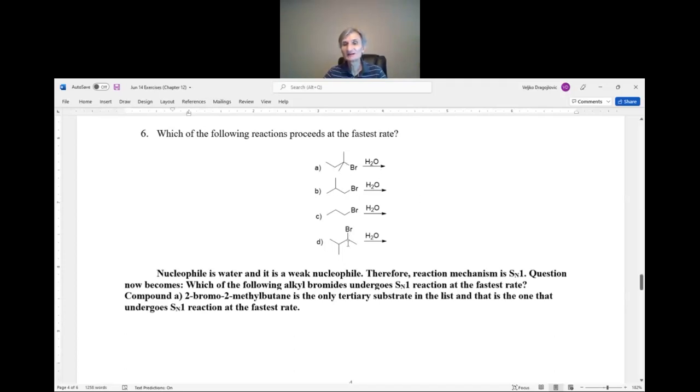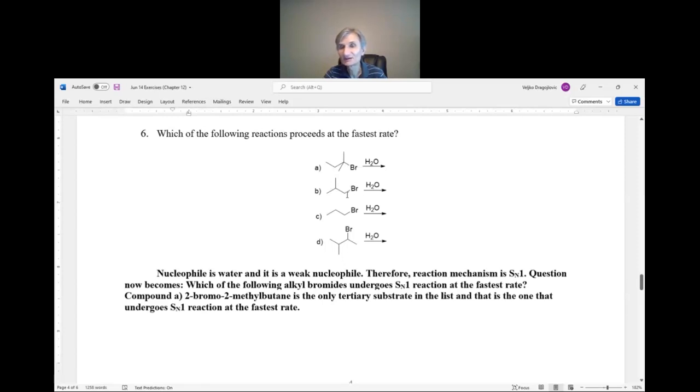Now, reaction rate in an SN1 reaction depends on the stability of the intermediate carbocation. And you may recall from chapter 9, tertiary carbocations are the most stable, then secondary, then primary, and then methyl, least stable. So if there is any tertiary compound, it will react at a higher rate than any secondary, higher than primary, and so on. So you consider these compounds. First one is tertiary, so that's actually a pretty fast rate.